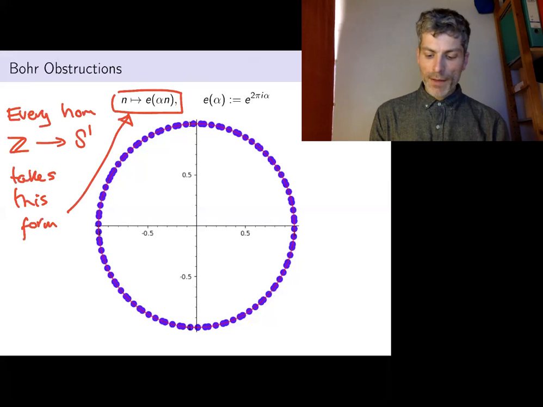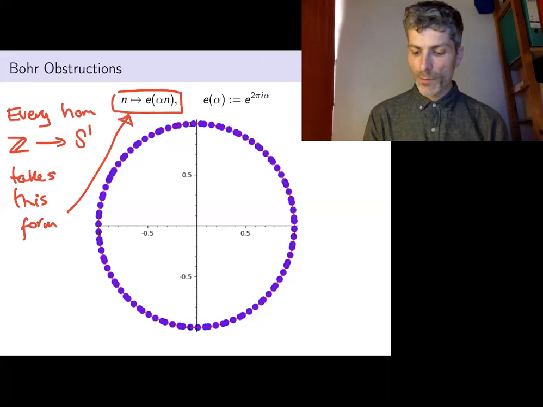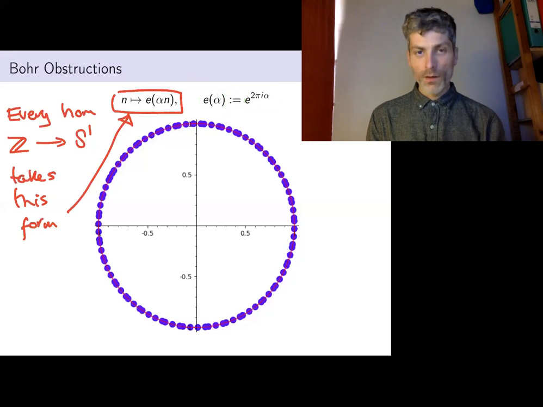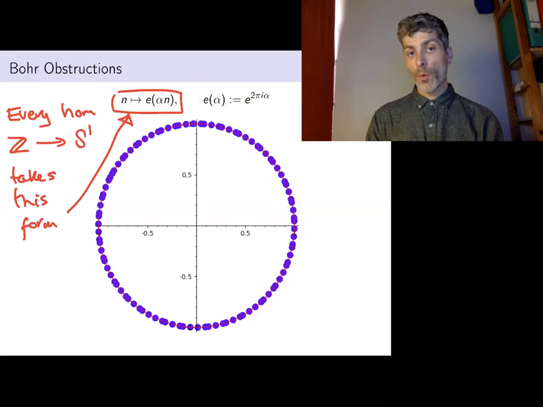So what is this form? N, the integer, maps to e alpha of n. E alpha of n is a notation common in analytic number theory, where e of alpha means e to the 2 pi i alpha. So you can check every homomorphism takes this form.